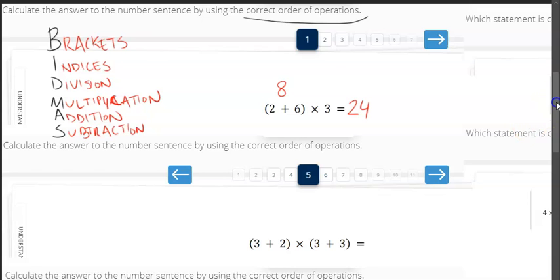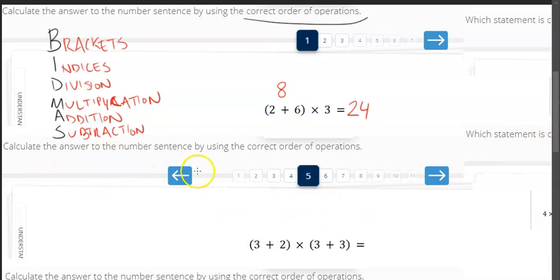Again, we'll see the same type of question here. Calculate the answer to the number sentence by using the correct order of operations. But you'll notice that there are 2 brackets. We'll work out the first one, left to right. 3 plus 2 is 5, and then the other bracket, 3 plus 3, is 6. What we're actually working out is 5 times 6, as there's no other sign in between. We multiply this to get 30.